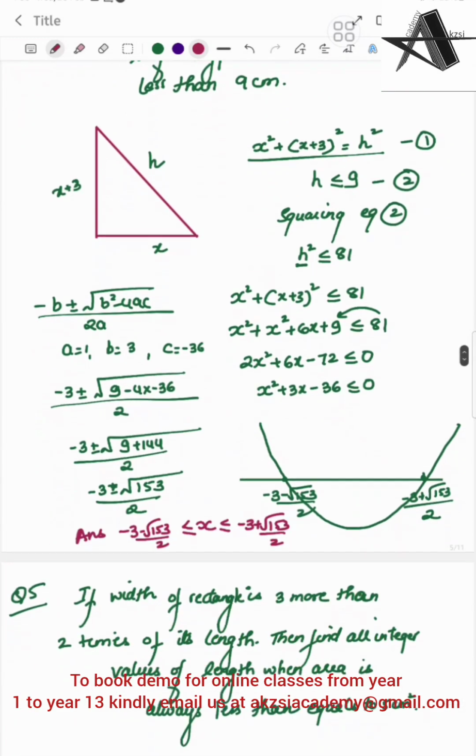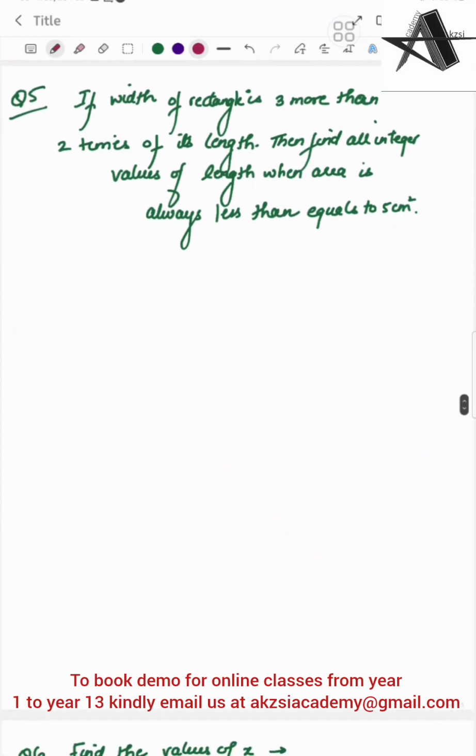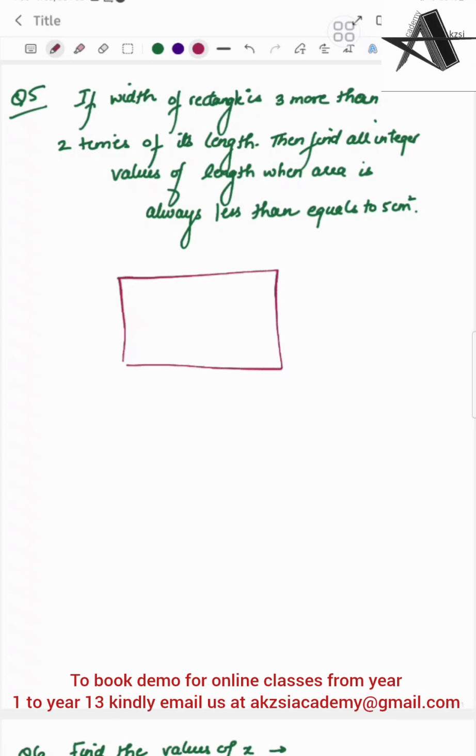Moving on to the next question. If the width of the rectangle is 3 more than 2 times its length, then find all the integer values of length when the area is always less than or equal to 5 centimeters squared. So we are talking about a rectangle. They are asking for length basically, so find all integer values of length.